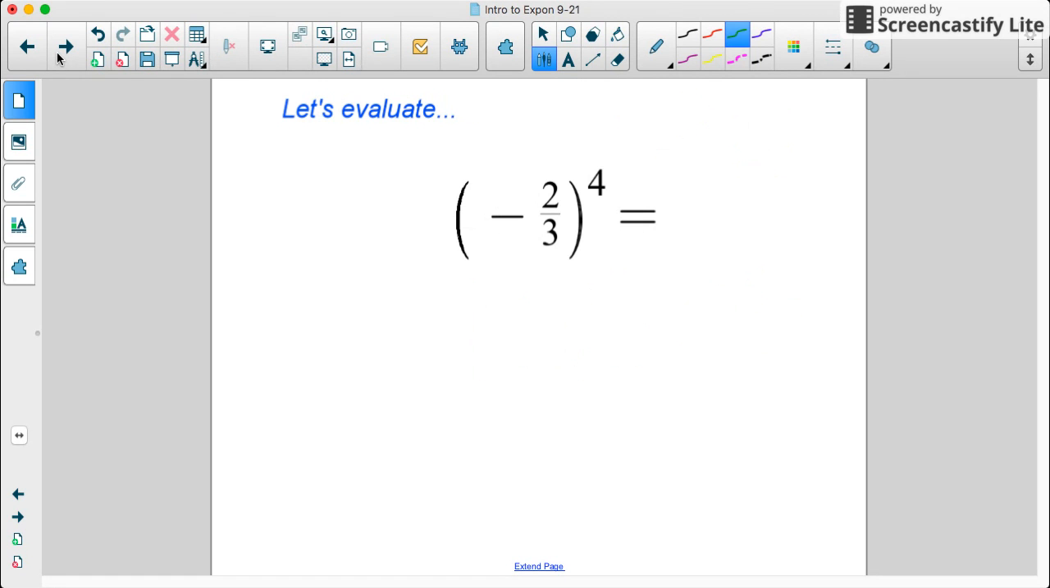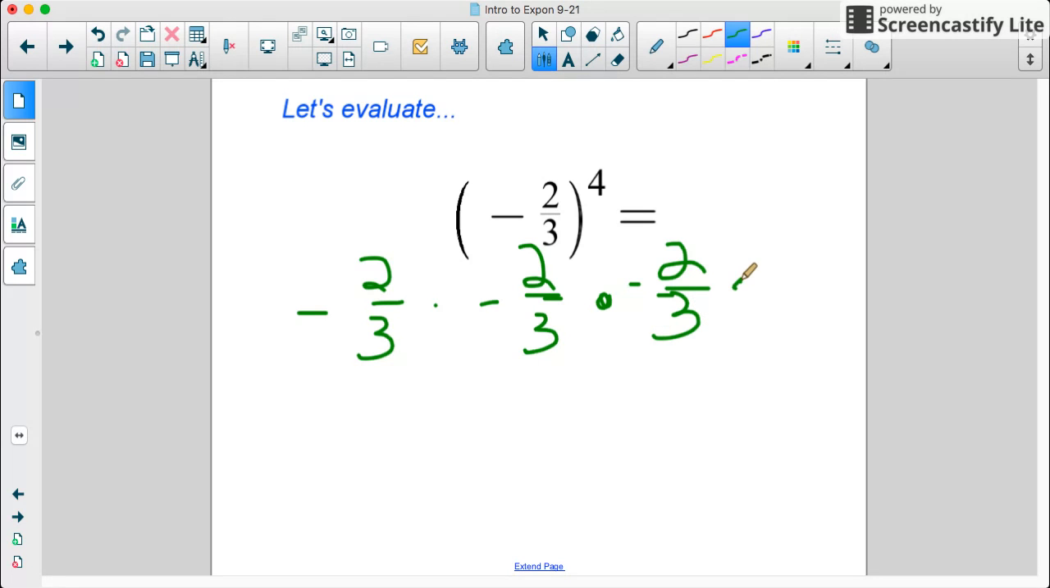Now, what is the value that is being taken to the 4th power? The base is going to be the entire number that is in the parentheses. So if I were to expand this and write this out, it'll be negative 2/3 times negative 2/3 times negative 2/3 times a negative 2/3. Okay, so make my dots a little bit bigger here. Remember, we don't want to use x's anymore. X's can stand for variables now. Makes it a little bit complicated.